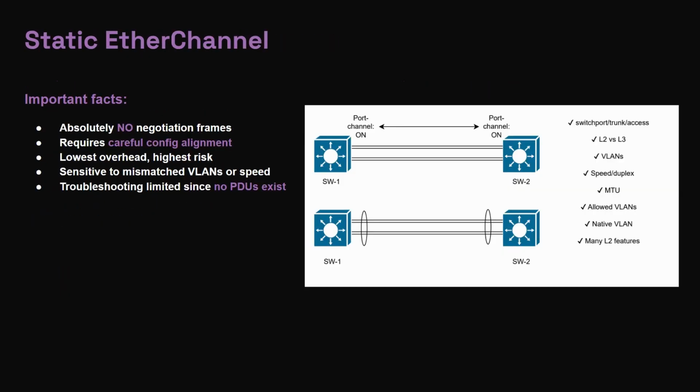It has the lowest overhead, so you won't be adding any extra frames to your data, but it's the highest risk because if you misconfigure one side, it could potentially bring down the other side. It is very sensitive to mismatched VLANs or speed, as previously mentioned, and troubleshooting is a bit limited since PDUs don't exist, but these are point-to-point links, so it's not the worst thing in the world to troubleshoot.